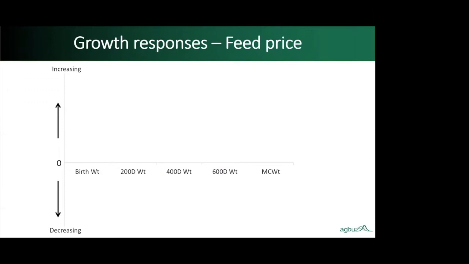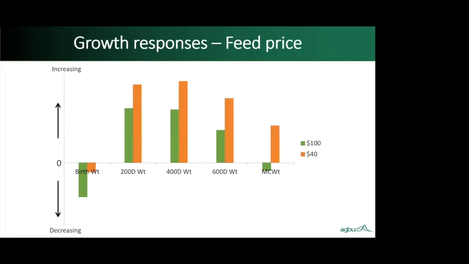I'm going to use an Angus example here, focusing in on the growth traits of birth weight, 200 day, 400 day, 600 day weight and mature cow weight. When setting cow supplementary feed costs at $100 per tonne, we get reductions in birth weight, increases in the three growth traits and negligible changes in mature cow weight. When we reduce feed costs to $40 per tonne, we see negligible changes in birth weight, much larger changes in the growth traits and increases in mature cow weight.